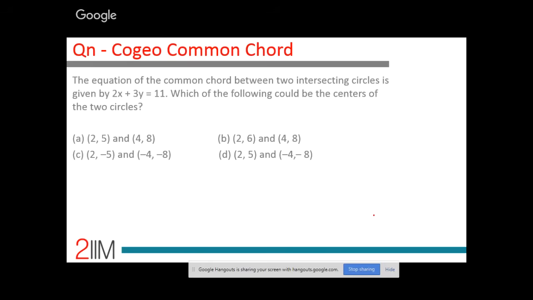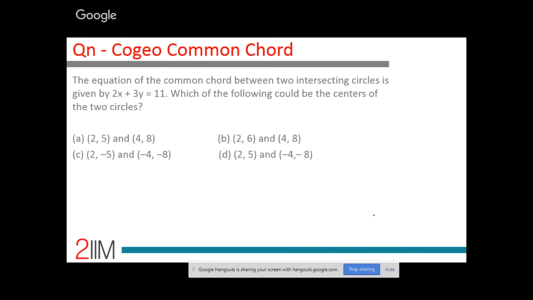You can't find the center of the two circles. You've just been given the equation of a common chord. There could be a gazillion pairs of circles for which some part of this line is a common chord. So the question is hinting that you look at the choices and then tell me where you're going. So forget the coordinate geometry part of it. We'll come to that later on.